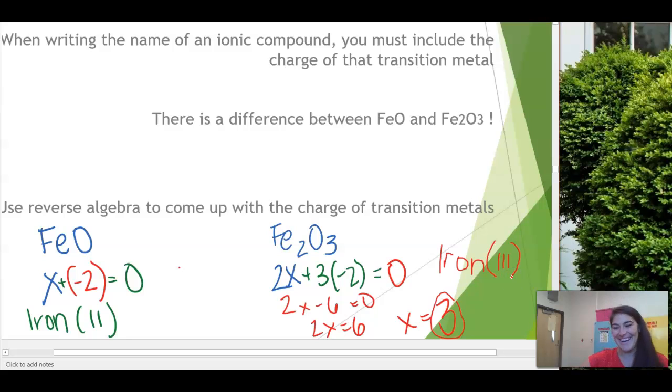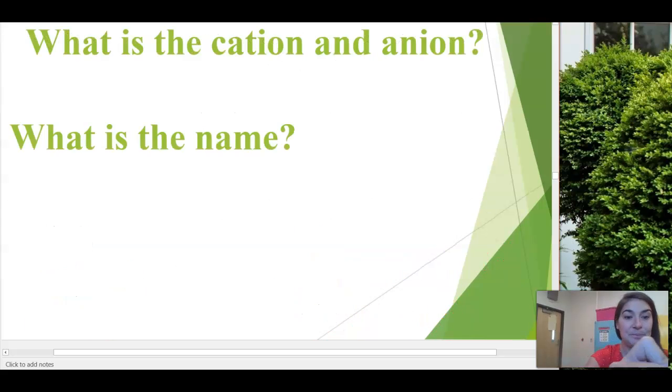Iron 3, all right? Those Roman numerals are going to tell us our charges. So whenever you see a Roman numeral, that is the charge. You don't have to think it through. It's just there, okay? So let's look at a few of these now.